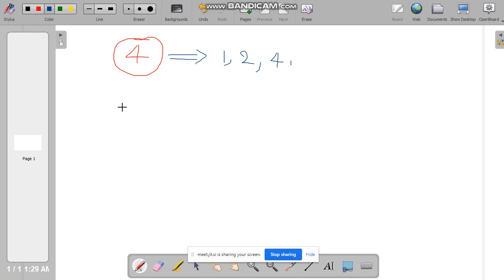Now, again take another number, 9. Now, I will just change the paper. Yes, in one table 9 is possible. In two table, three table, four table, 5, 6, 7, 8, 9.